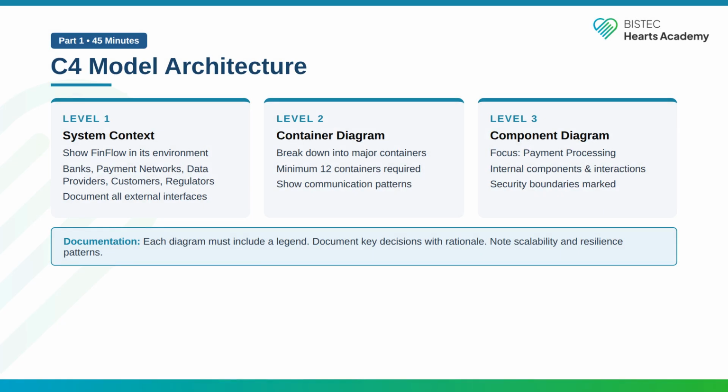This is the biggest deliverable. You're creating 3 levels of C4 documentation. Level 1, system context. FinFlow in the center, around it: business customers, internal users, banks, payment networks like Stripe, data providers like Plaid and credit bureaus, KYC providers, accounting software, and regulators. Show every external interface with a labeled arrow. Protocol, direction, and what data flows.